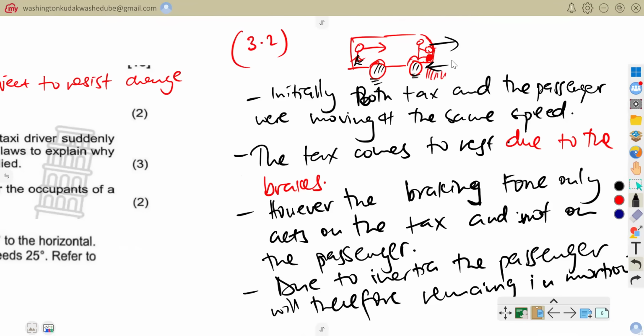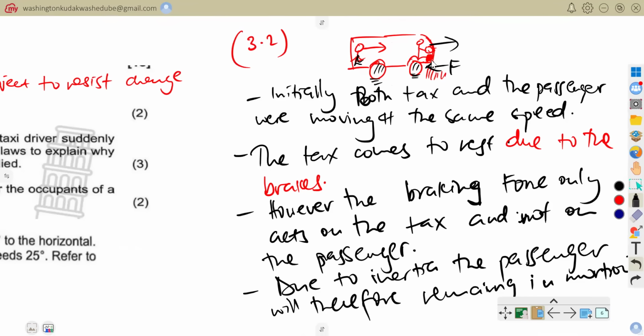So the force is acting only on the taxi. It does not act on the passenger. So the passenger will still continue moving because he has that tendency to resist that change in the state of motion. This is how you would have explained. You would say that initially both the taxi as well as the passengers will be moving at the same speed.